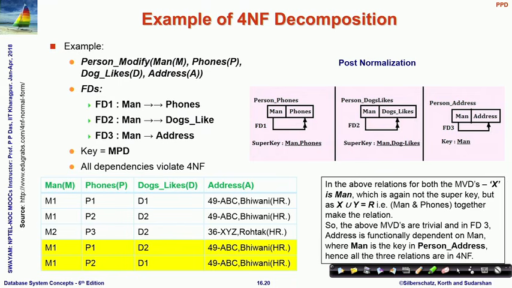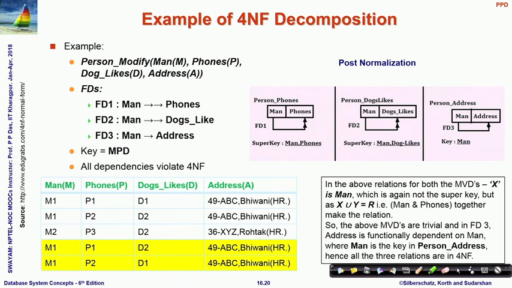Actually, what happens is when you have decomposed, then FD1 in this has become a relation where the multivalued dependency man multidetermining phones can be checked in terms of a functional dependency itself, and that is what gives you the multivalued dependency.